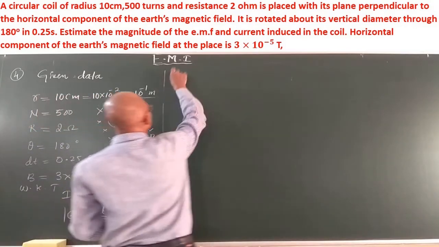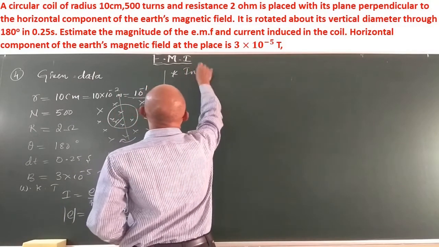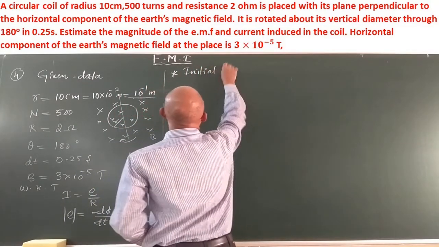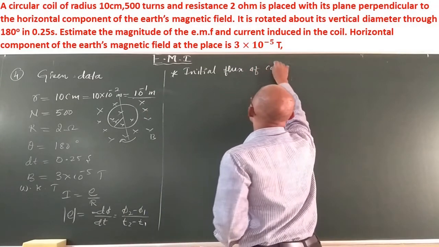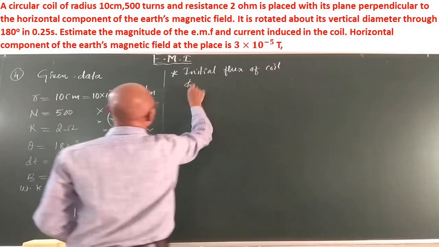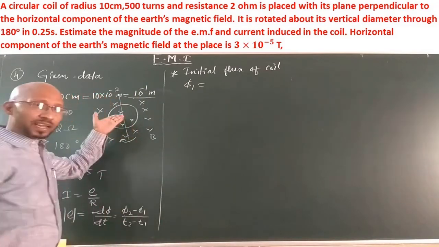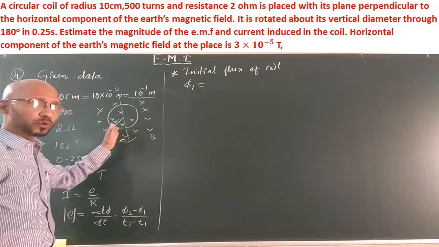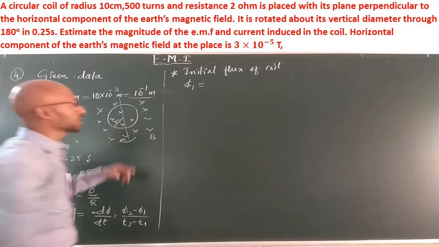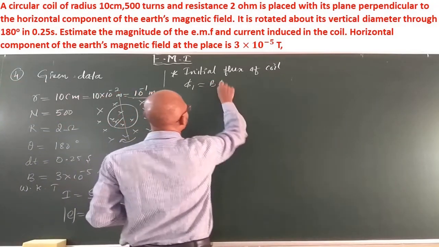First we have to calculate the initial flux. What is the value of the initial flux of the coil? Here it clearly says that the plane of the coil is perpendicular to the magnetic field, which means the angle between the area of the loop and the magnetic field is 0. That's why I directly write B into A.